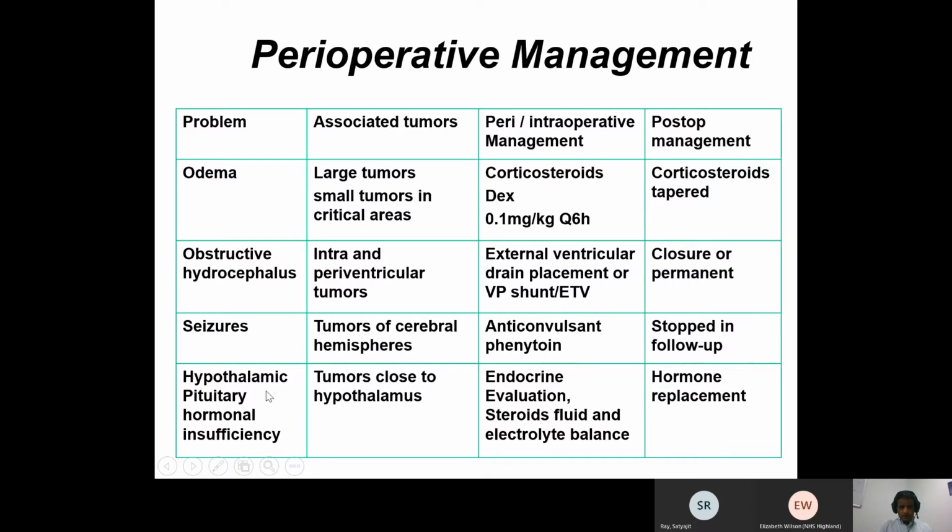Then the other problem is hypothalamic pituitary hormone deficiency. There may be diabetes insipidus and cortisol deficiency. Those are the two main ones. They can have thyroxine deficiency as well. These are the tumors that are close to the hypothalamus or the pituitary axis. So endocrinologists need to get involved, fluid electrolyte balance needs to be kept, and hormone replacement needs to be done. So it requires about 24 to 48 hours, or sometimes up to 72 hours, to prepare them for surgery while doing all this.